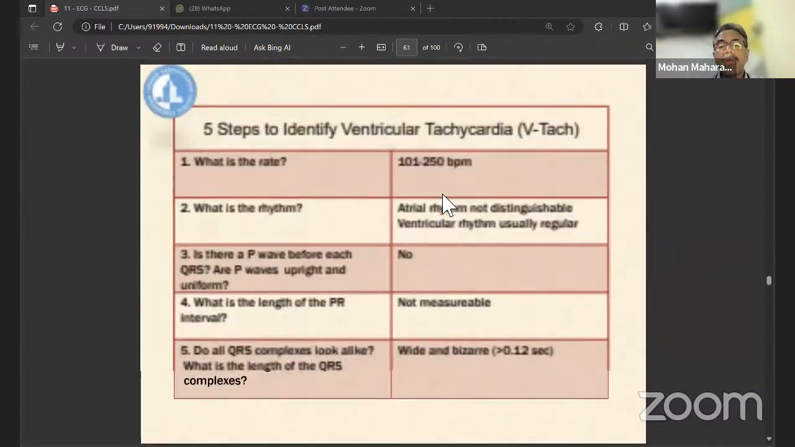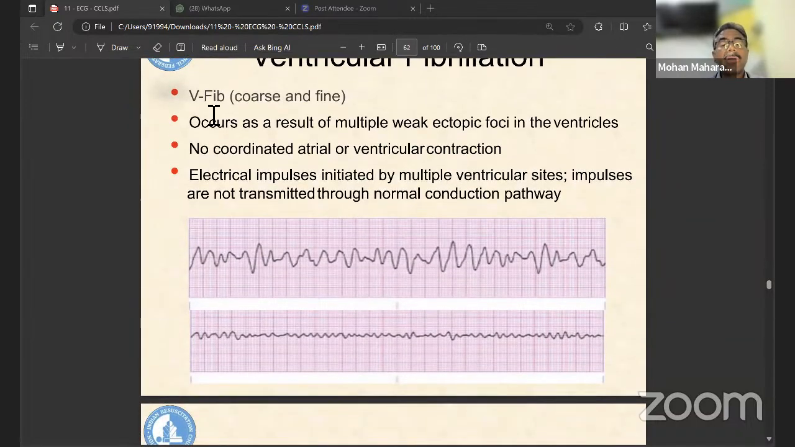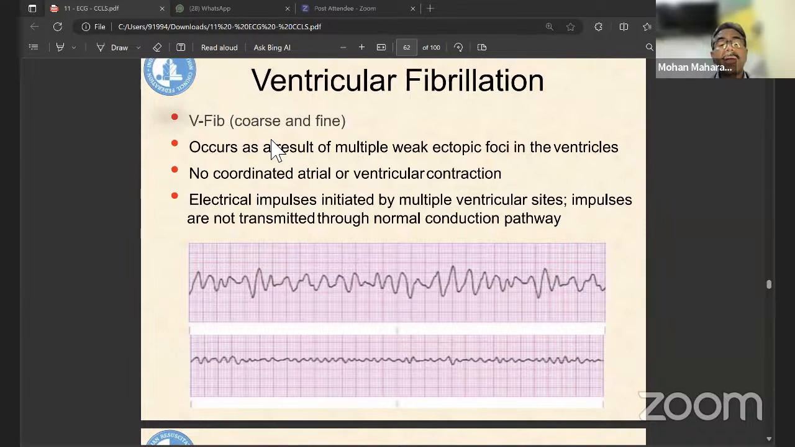So VF, what is the difference between VT and VF? Ventricular fibrillation, coarse and fine, occurs as a result of multiple weak ectopic foci in the ventricles, with no coordinated atrial or ventricular contractions. Electrical impulses are initiated by multiple ventricular sites. That means electrical impulses are initiated everywhere and are not transmitted through the normal conduction pathway. It is bizarre in a different way. It's not going the same way.